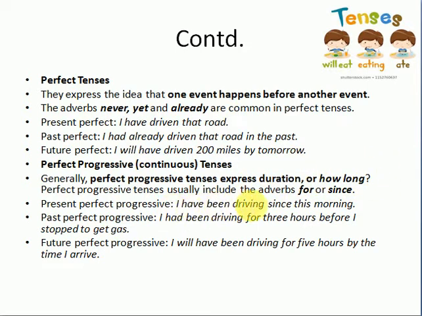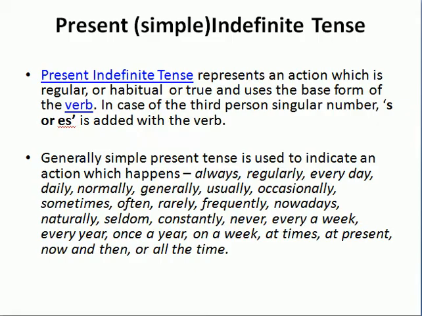So these tenses usually include the adverbs for or since to indicate the duration of the action. There is the present perfect continuous, I've been driving since morning. Past perfect continuous, I'd been driving for 3 hours before I stopped to get gas. And there is the future perfect continuous, I'll have been driving for 5 hours by the time I arrive. Now we would start with the present indefinite tense first.